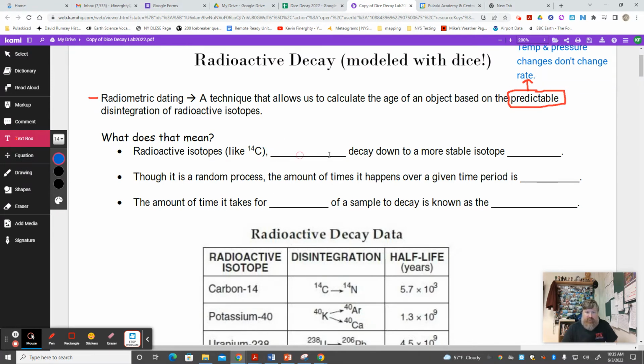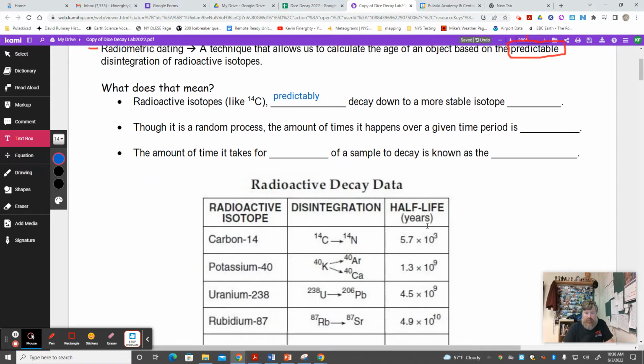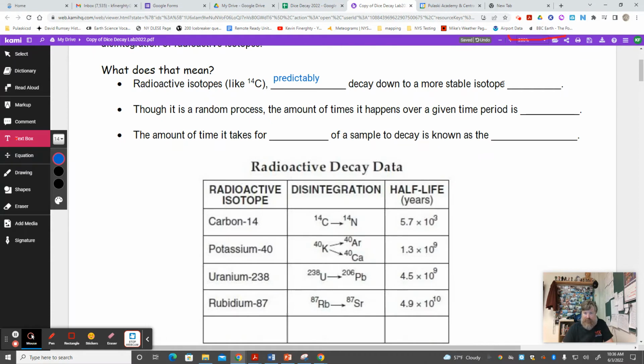So radioactive isotopes, like carbon-14, predictably decay down to a more stable isotope. Specifically for carbon-14, it changes to nitrogen-14. I'm going to write that because it's kind of tricky: 14N. Or potassium-40 decays into those two, or uranium-238 decays into lead-206. You don't have to memorize any of these. This is a reference table after all, right?